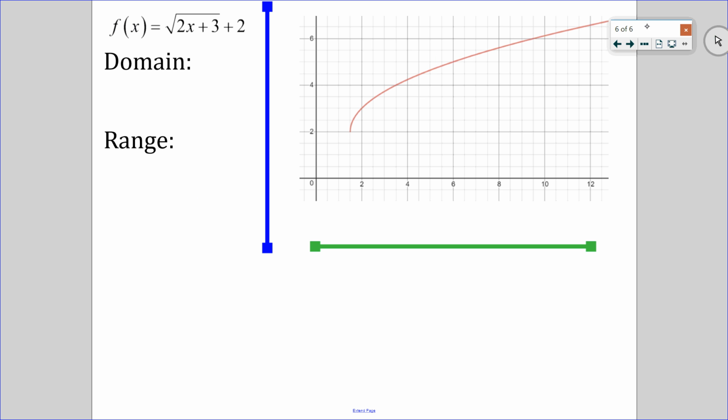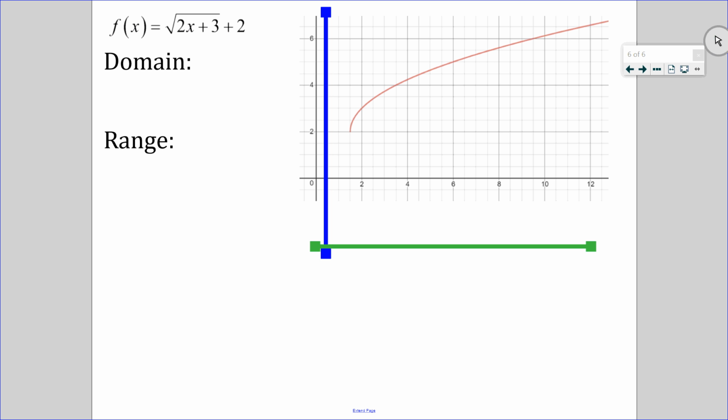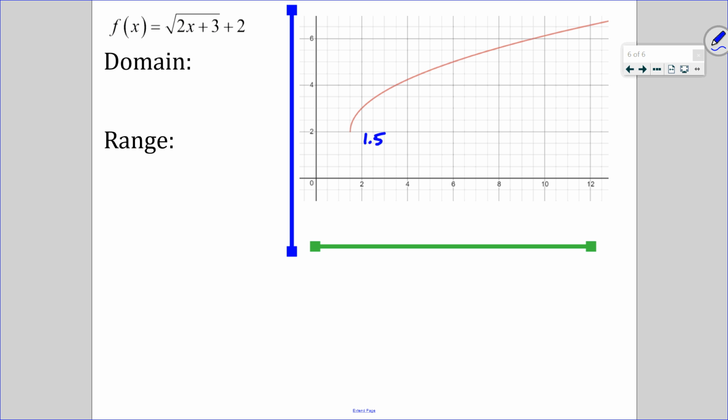And lastly, we have our square root function. I scan left to right, and it doesn't beep, beep, beep, and then it goes off into infinity. Now that x value right there is 1.5, comma 2. So I just need the x value right now. It started beeping at 1.5. So I'd say x is greater than or equal to 1.5.